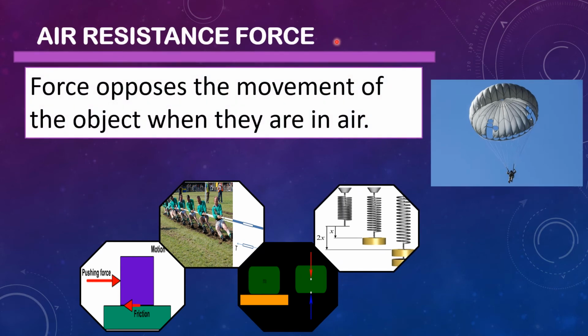The last example of contact forces, we have air resistance force. Force that opposes the movement of the object when they are in air. This person will originally fall down because of gravitational force that is exerted downward. Now, the air resistance force is pushing the parachute upward so that this person will glide down into the air.